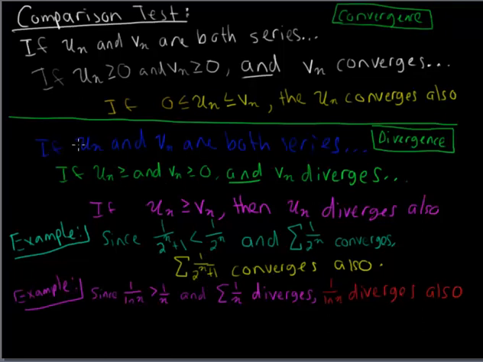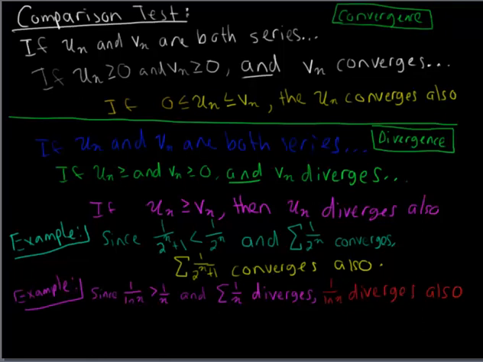And for divergence, if u sub n and v sub n are both series, and if u sub n and v sub n are both greater than or equal to 0, and v sub n diverges, then if u sub n is greater than or equal to v sub n, then u sub n diverges also. An example of this is, since 1 over the natural log of n is greater than 1 over n, and we know that 1 over n diverges, since it's the harmonic series, then we know that 1 over the natural log of n diverges also.